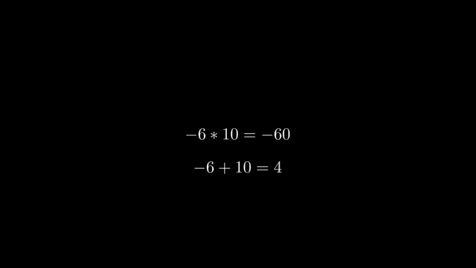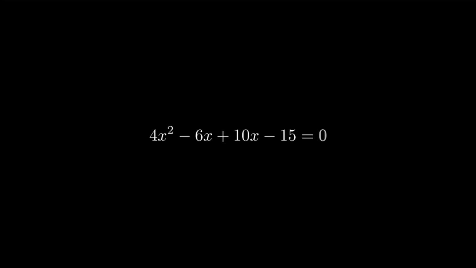So the next step would be to split the middle term, which is 4x, into negative 6x and 10x, because those were the two numbers that we found that multiplied to the product of the first and last term and added up to the middle term. So if we split that up, we get 4x squared minus 6x plus 10x minus 15 is equal to 0.